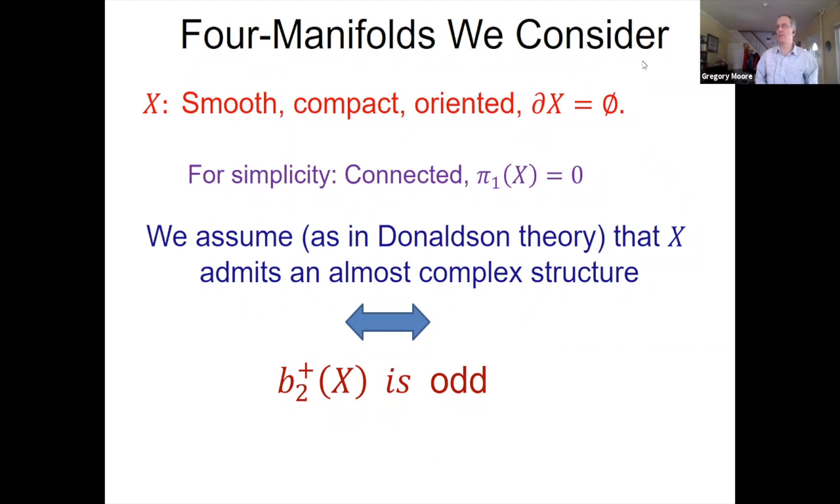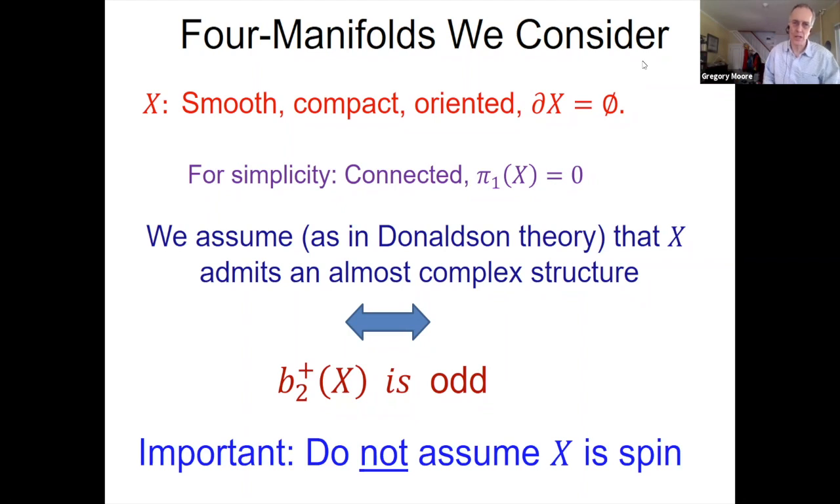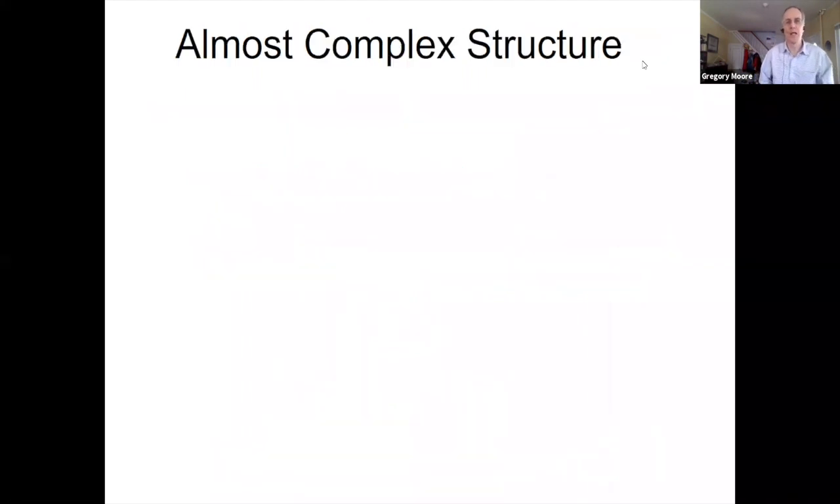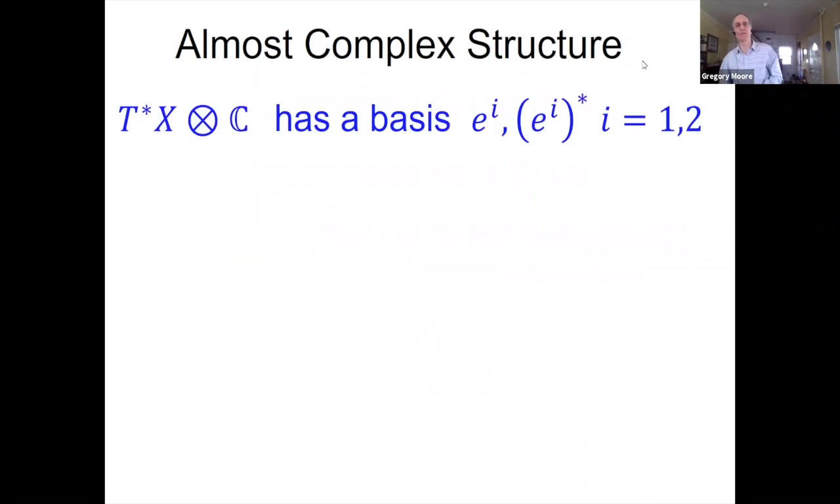So b2 plus, if you introduce a metric, you can talk about self-dual degree 2 cohomology classes. And so b2 plus is the dimension of the self-dual degree 2 cohomology classes. Or if you think in terms of intersection theory, it's the maximal dimension of positive subspaces of the second cohomology space. Importantly, we do not assume that X is spin because a lot of the fun questions have to do with non-spin manifolds. Let me say a word about what is an almost complex structure.